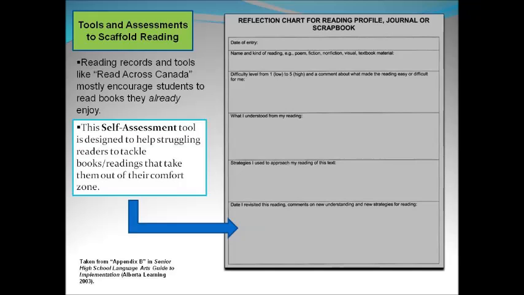Other tools and assessments to scaffold reading. You can use reading records and tools like this Read Across Canada I showed you. Here's a self-assessment tool that's designed to help struggling readers tackle books or readings that take them out of their comfort zone, right? So you can use this reflection chart here. We date it. What kind of a reading is this? So you get them to look at the genre, right? On a level from 1 to 5, how easy or difficult did you find this? What did you understand from your reading? What strategies did you use, right, when you were trying to read this text?